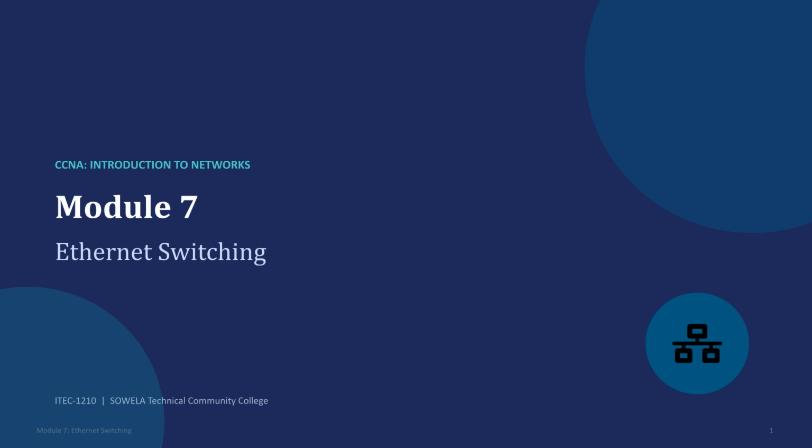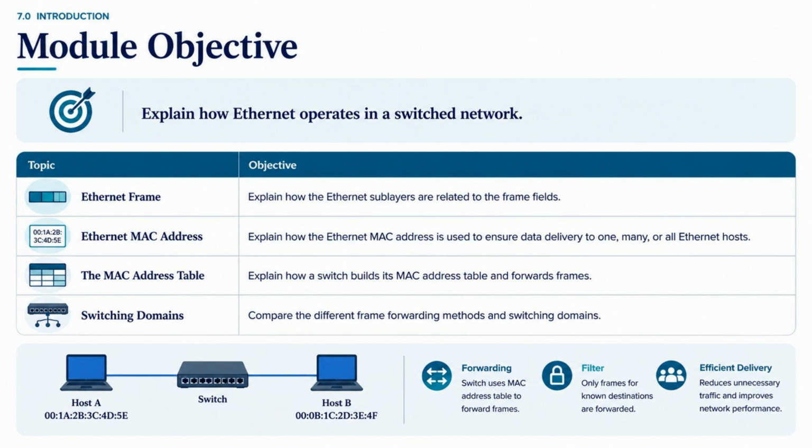Welcome to Module 7, Ethernet Switching. This module gets very concrete and very practical. Ethernet frames, MAC addresses, and how a switch actually decides where to send traffic. This directly builds on Module 6's data link layer concepts and Module 5's hex conversions, both of which come back constantly today. Objective: explain how Ethernet operates in a switched network.